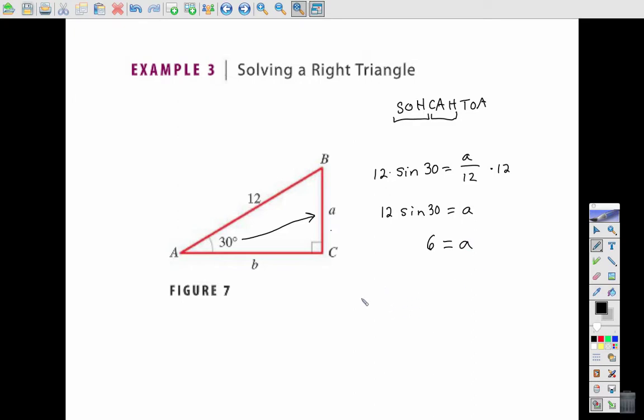And then I want to write an equation that uses B, so I can find out what B is. And so I want to use cosine this time, so the cosine of 30 is equal to the adjacent side over the hypotenuse. Again, multiply both sides by 12, and 12 times the cosine of 30 is about 10.4.